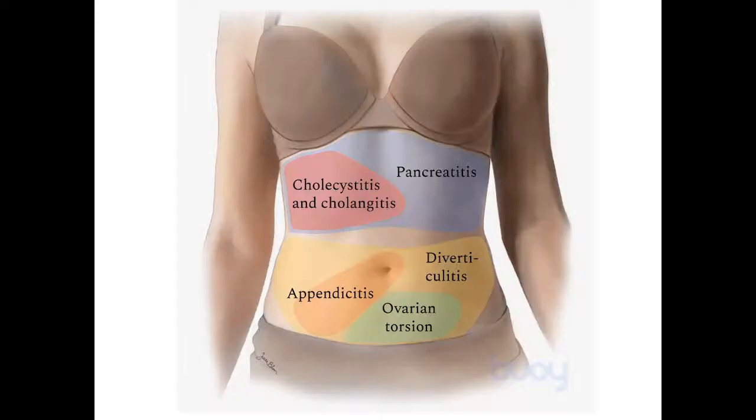Now, on this slide you can see some diseases and their localization. In the upper level you can see cholecystitis, cholangitis, pancreatitis, and in the lower part of the body, appendicitis, diverticulitis, and ovarian torsion. These are only some of the diseases.